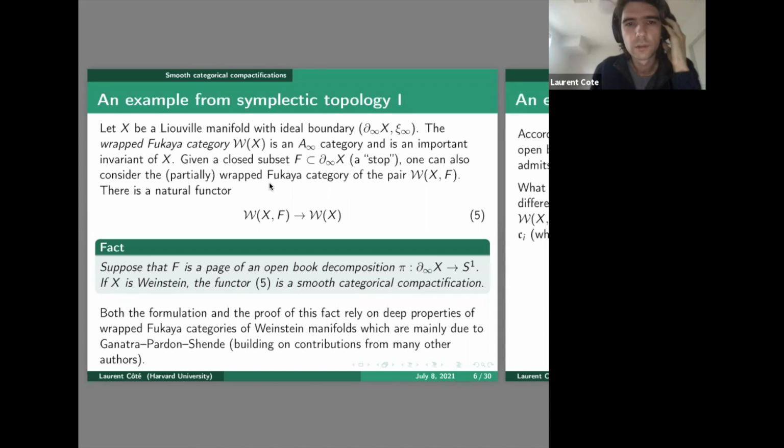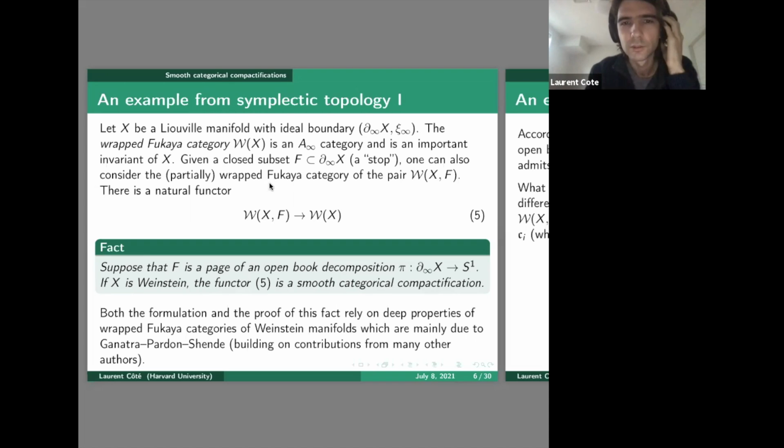And the following fact is going to be very important in this talk, which is that if your chosen stop is a page of an open book decomposition of the ideal boundary of X, and if moreover X is Weinstein, then this stop removal functor is a smooth categorical compactification of the wrapped Fukaya category of X. So yeah, both the formulation of this fact and its proof rely on deep properties of wrapped Fukaya categories of Weinstein manifolds, which are mainly due to Ganatra, Pardon and Shende, but building on contributions from many other authors.